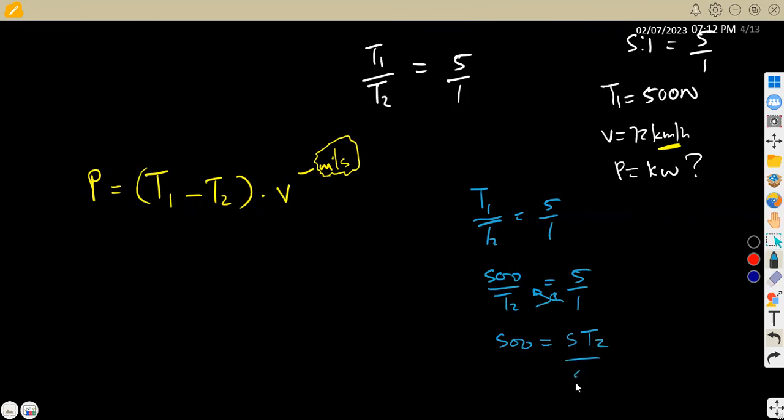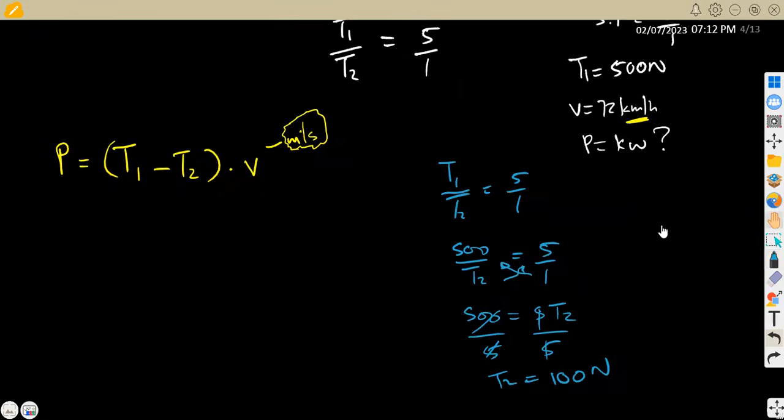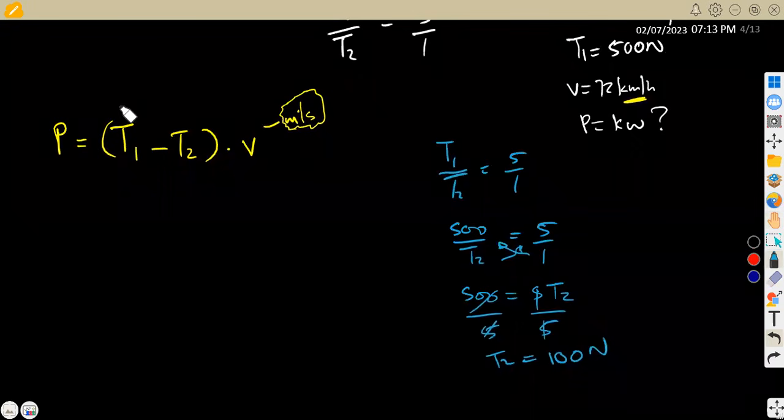So to find T2, divide by 5 on both sides. We have got our T2 here, which is 100 newtons. We are left with the velocity, because here we can see that we've got T1 and T2, but we do not have velocity in meters per second. It's given in kilometers per hour, so you have to convert to meters per second.